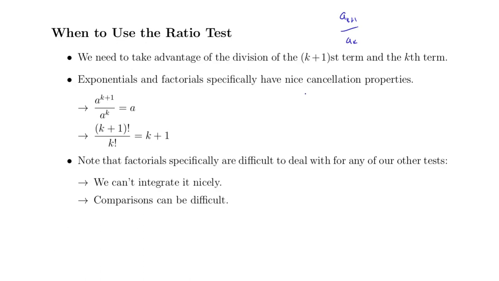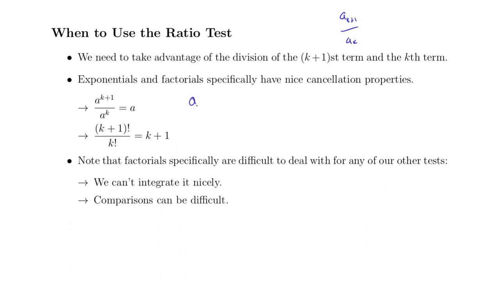We're going to try and find series where when you do this division, things happen. Exponentials and factorials, specifically, have really nice ways of canceling stuff. Hopefully, it's easy enough to see why this is equal to a. You can subtract exponents, right? Or you could say this is a multiplied by itself, k plus 1 times. And on the bottom is a multiplied by itself, k times.